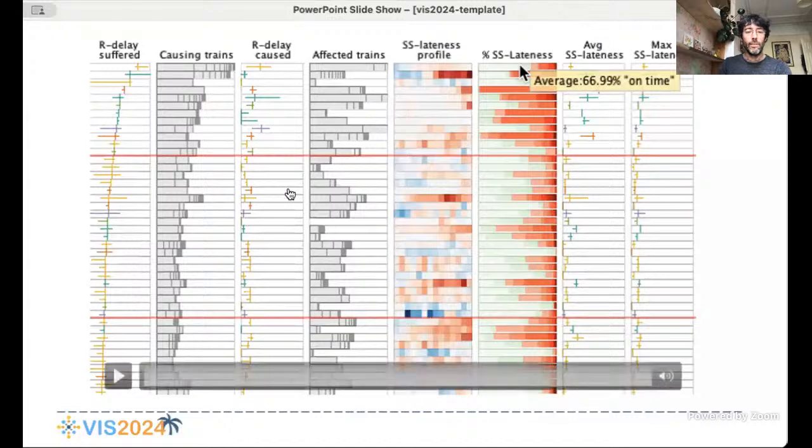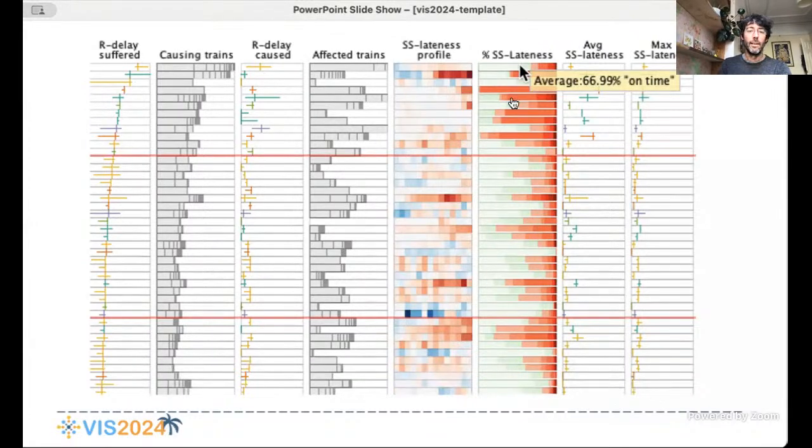So here we've got a chart table where if we look at the third train here, so they're sorted by knock-on delay. The third train, that delay was caused by one train, because we only have one bar there, and it affected one of the trains, but not very much on average.